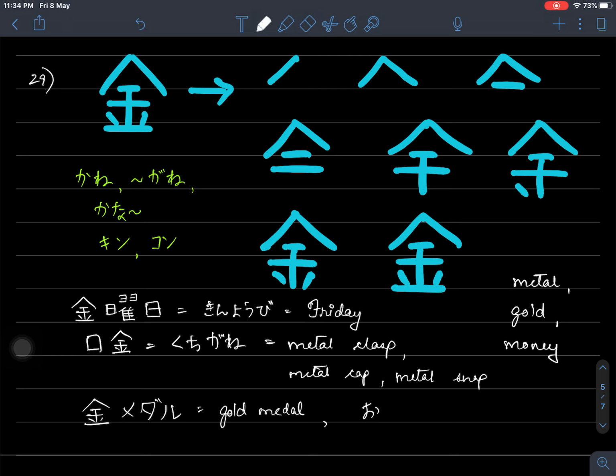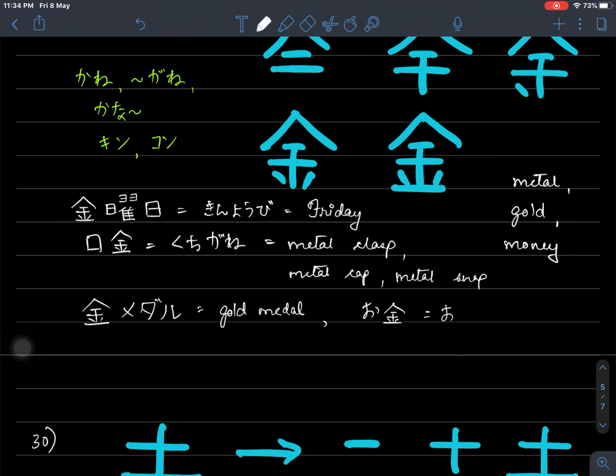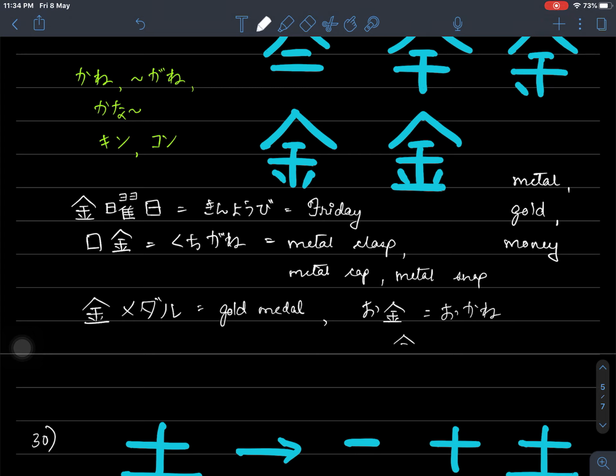When talking about money, they usually don't just say kane. I mean, they do sometimes, but usually they will add the respectful o in front of it as a prefix, and it will be read as okane. Okane. Okay, and one sample name I will give you. So this also happens to be the name of one of my colleagues. This will be read as Kaneda.